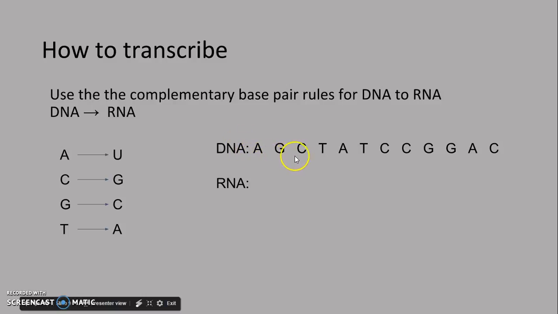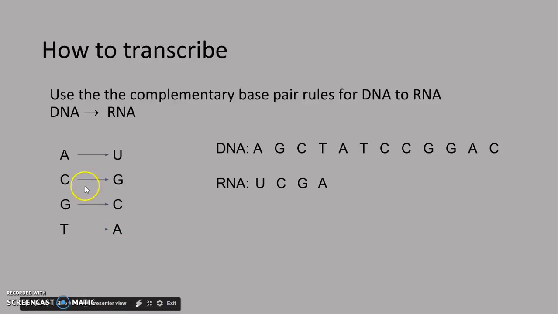So let's practice. So this is the DNA strand. We have A, G, C, T, A, T, C, C, G, G, A, C. So first, we have A. So if we look over here, A pairs with U. Next is G on DNA. So G pairs with C. And then DNA has C, and that pairs with G, guanine. Next is T. So we're going to find T for DNA, bring it across, and you have RNA is A.